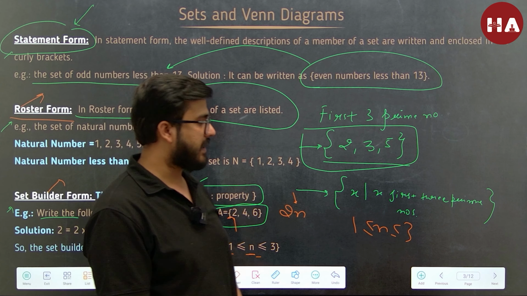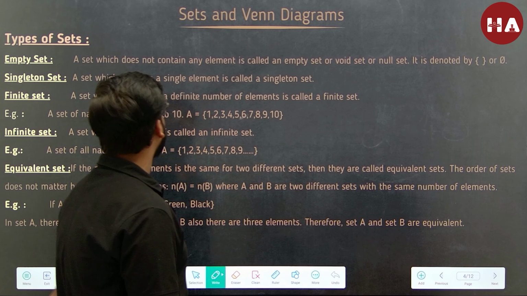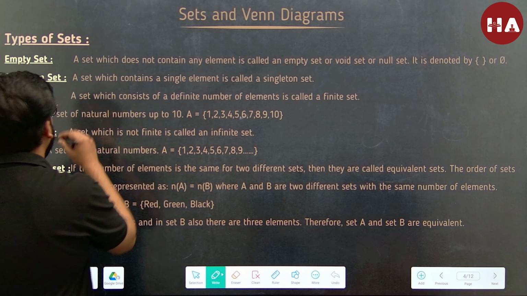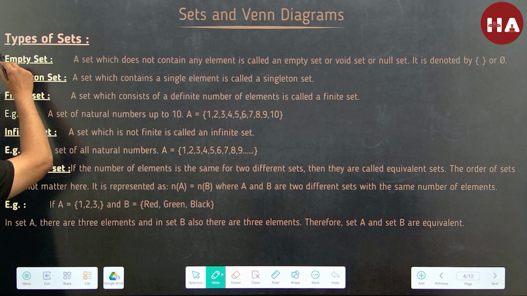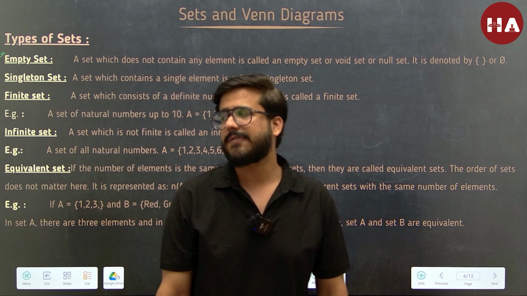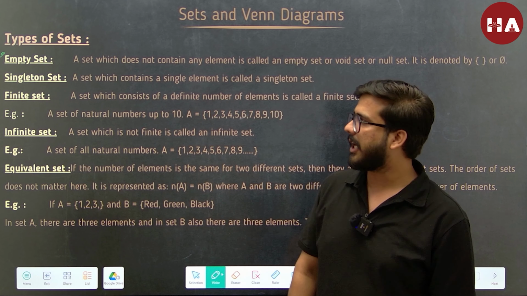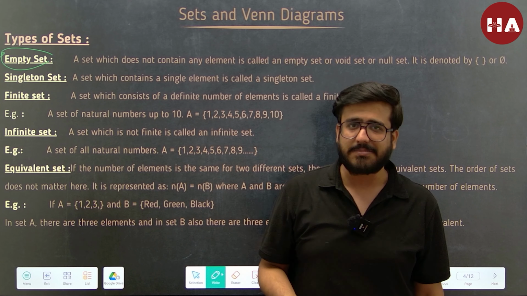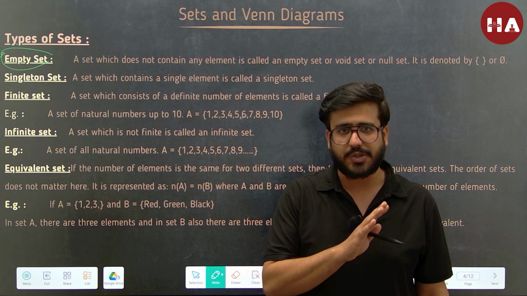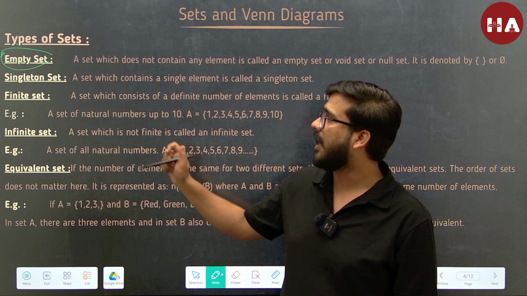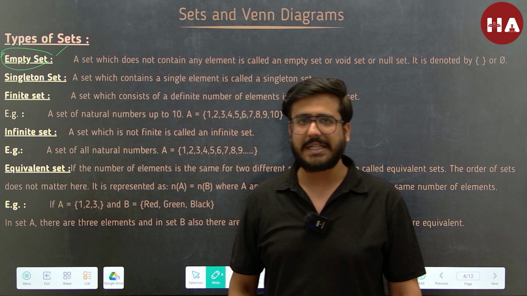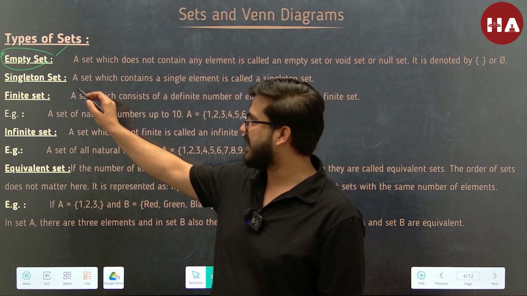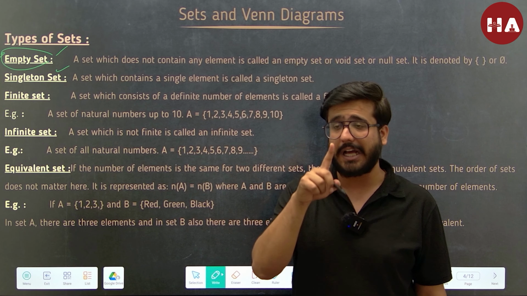Hope we are through with these forms. Now we are going to study the types of sets. So what are types of sets? Basically, it is a classification done on the basis of sets. The first one is the empty set. As the name suggests, empty sets are those sets which do not contain any values. Then the singleton set, as the name suggests, consists of only one value.